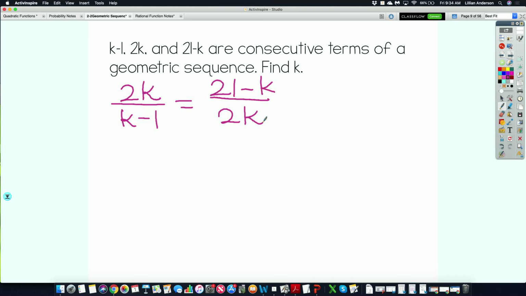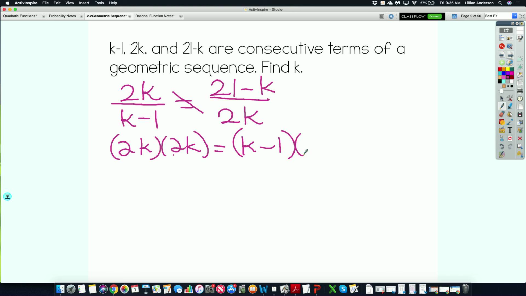Okay? Can you cancel out the 2k? I cannot cancel out 2k's because they're equal to each other. If they were multiplied, yes. But since they're equal to each other, how do I solve this proportion? Cross multiply. So what's 2k times 2k? 4k squared. I'm just going to write it out, and then I multiply the other one the other way, right? So 2k times 2k is 4k squared.